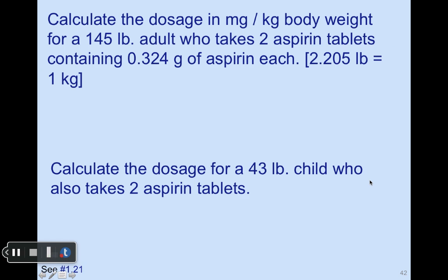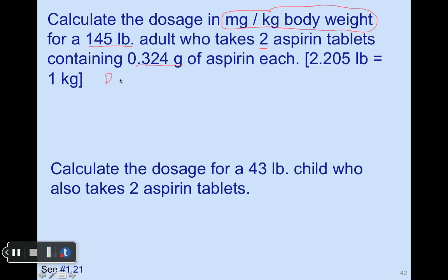Let's try the next one. Dosage problems always give people fits, so let's talk one through. So we're going to calculate the dosage. It's always amount of drug per body weight. And so you have to look at both parts and then come up with a ratio at the end to have a dosage. We're going to talk about a 145-pound adult in the US of A. We still use pounds. The person is taking 2 tablets, and each tablet is given to have an amount of 0.324 grams of aspirin. So what should we do?